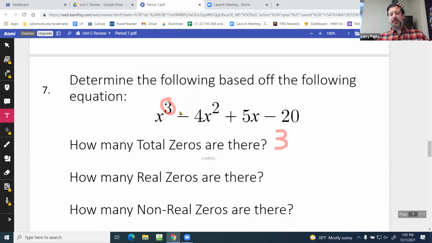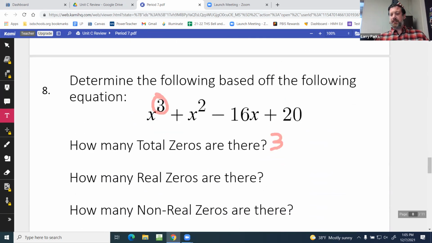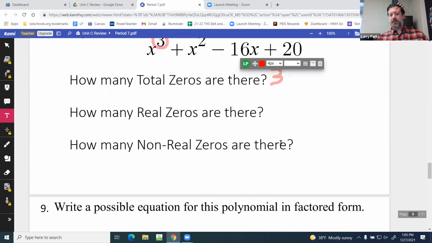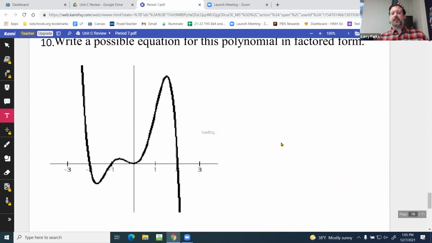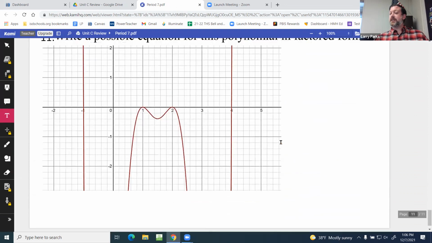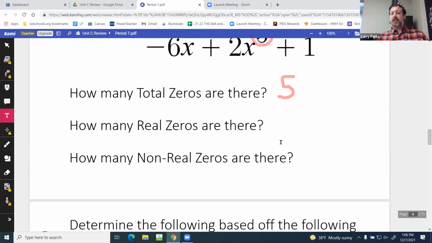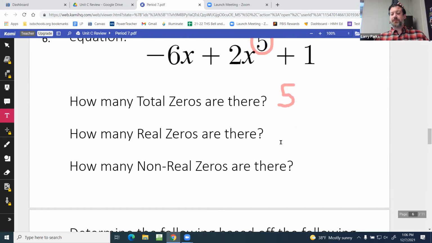The next problem, the biggest exponent is 3. So by the fundamental theorem of algebra, the total number of solutions is 3. Highest exponent is 3. Total solutions, 3. And then we're going to do those two problems together. Now going back to where we are.